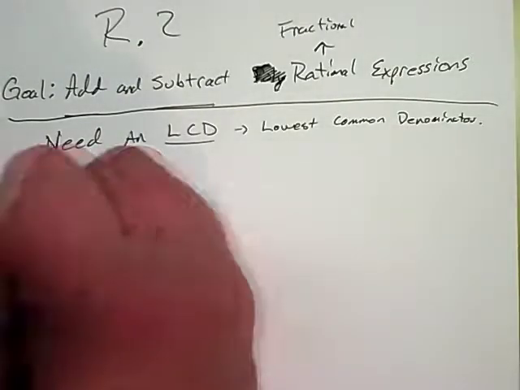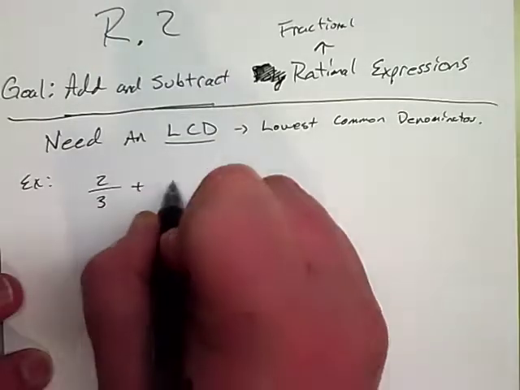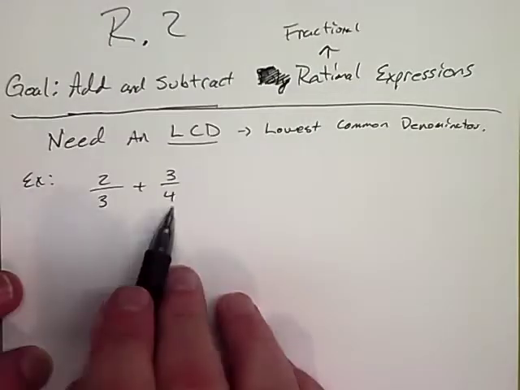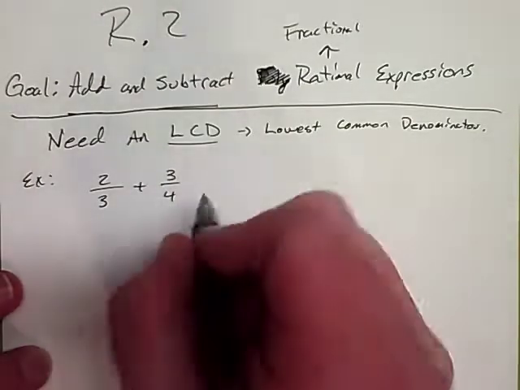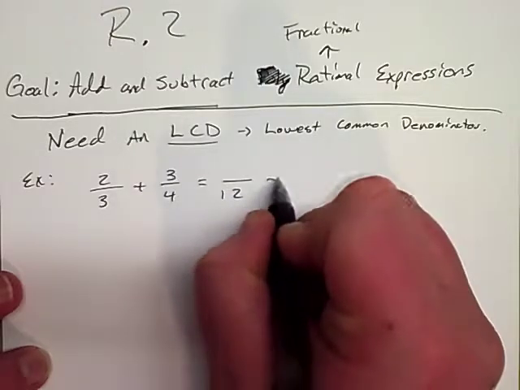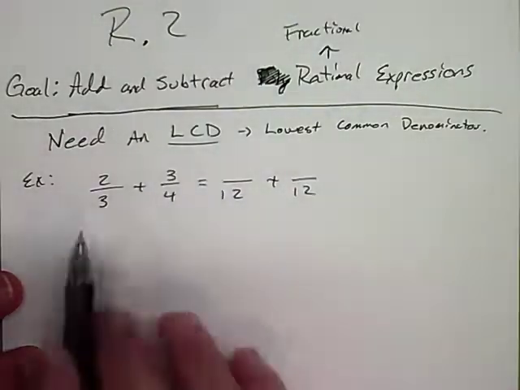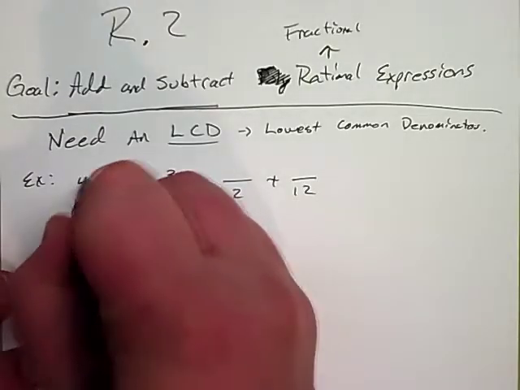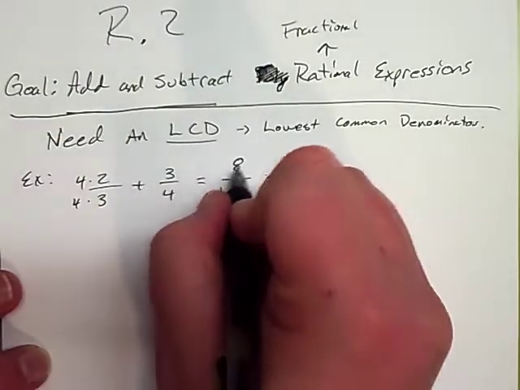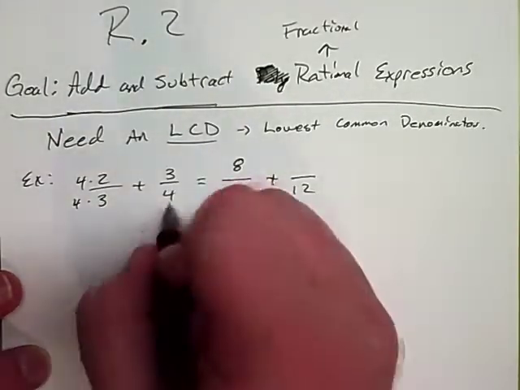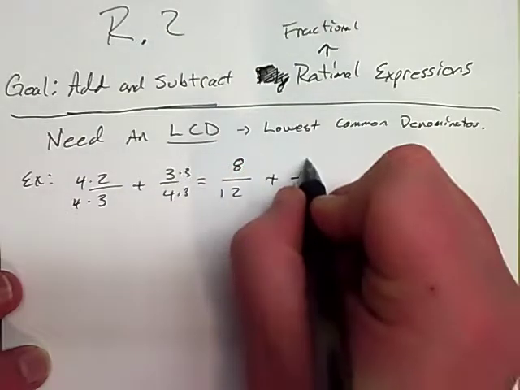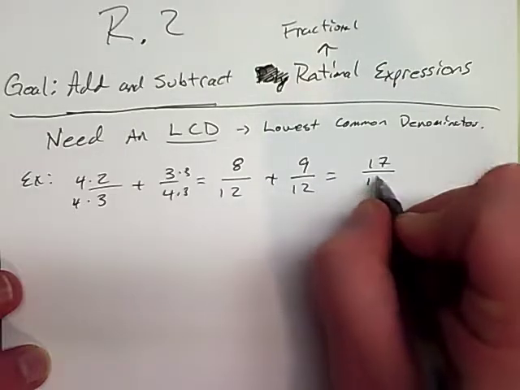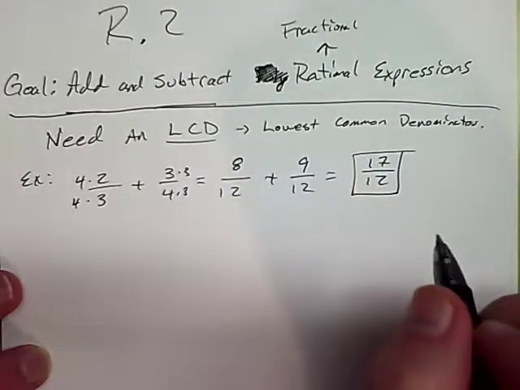For example, if I did 2/3 plus 3/4, my common denominator between 3 and 4 is going to be 12. So I have something over 12 plus something over 12. What did I multiply 3 by to get to 12? It was 4, so I need to multiply both the top and the bottom by 4. 4 times 2 is 8. What did I do to 4 to get to 12? I multiplied by 3, and 3 times 3 is 9. And then 8 plus 9 is 17 over 12.